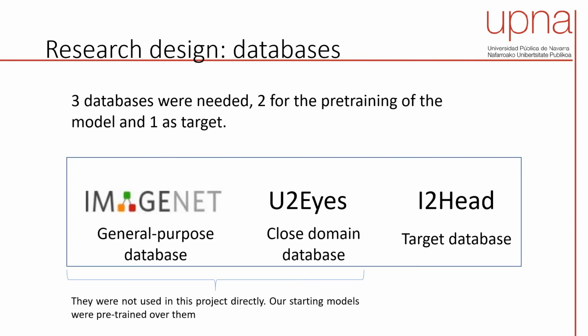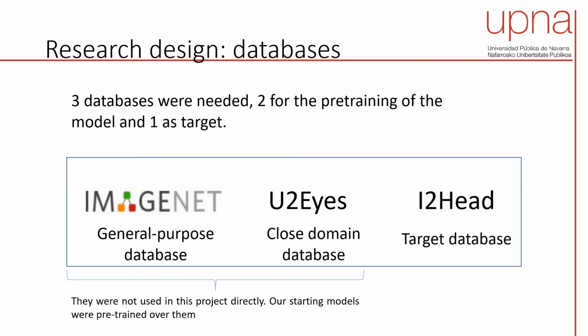To study the effect that the domain from which we pre-trained has on our final model, we had to choose three databases, two for training and one as a target. ImageNet was chosen as a general-purpose database for pre-training because of the availability of high-performance computer vision models over it. It is important to point out that we did not train over ImageNet, but used a pre-trained model as part of our network. U2Eyes was the database chosen as a closer domain pre-training database.